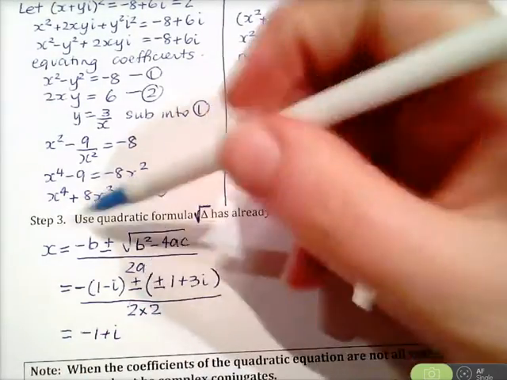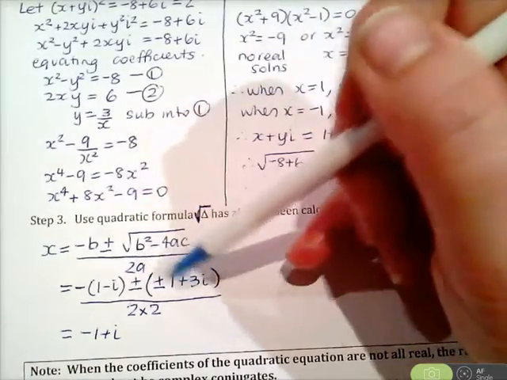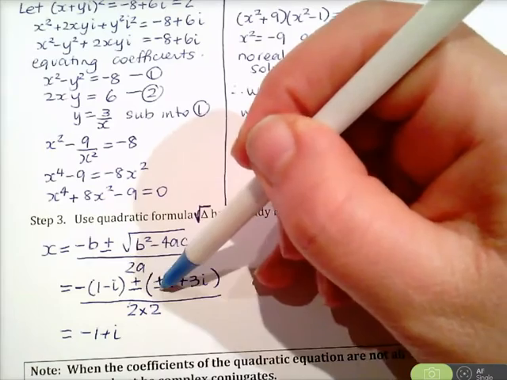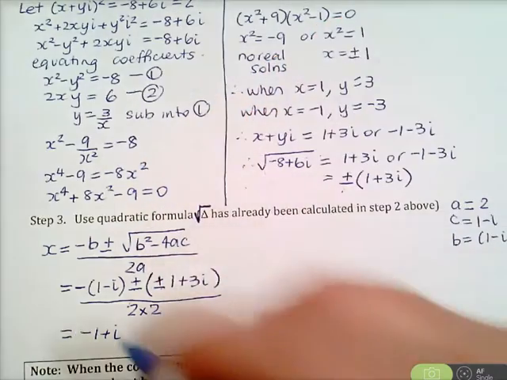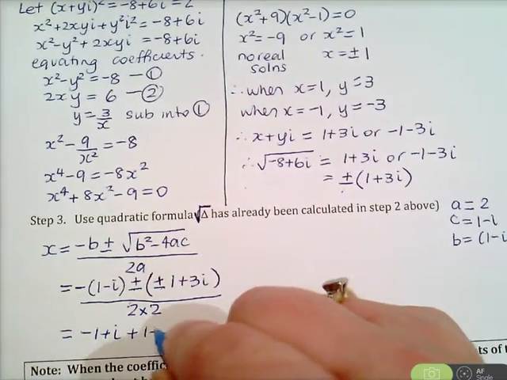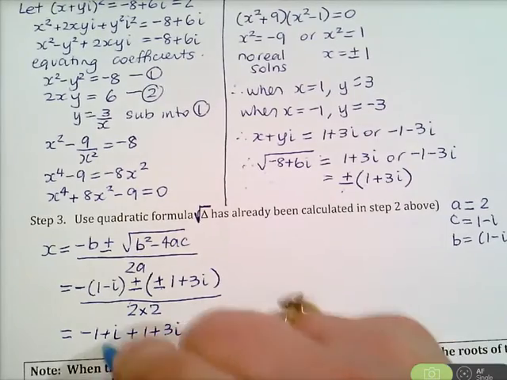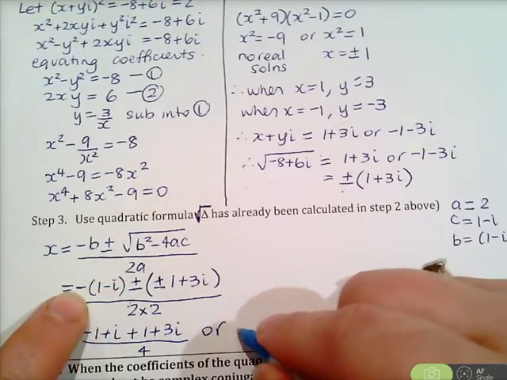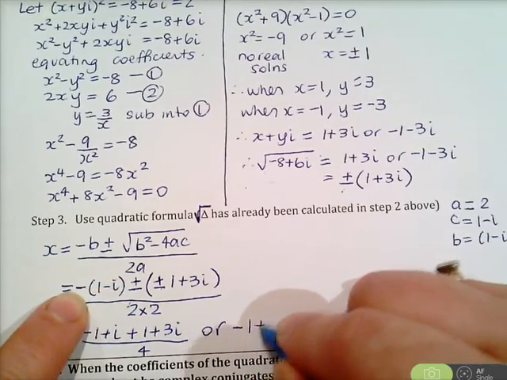Now, you might think there are 4 options here, but there's only 2. You can do plus plus is the same as minus minus. So we just do the plus ones. So we get negative 1 plus i plus 1 plus 3i over 4, or expanding this again, negative 1 plus i.